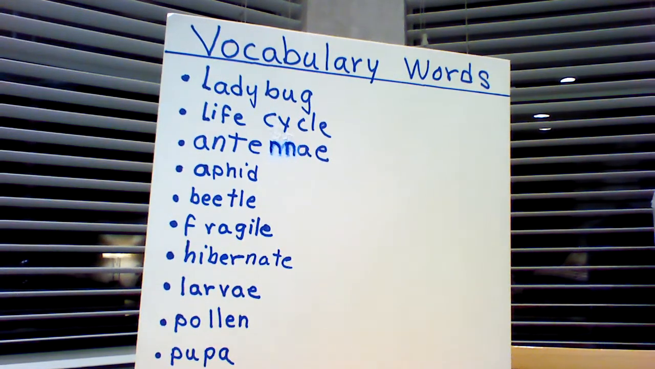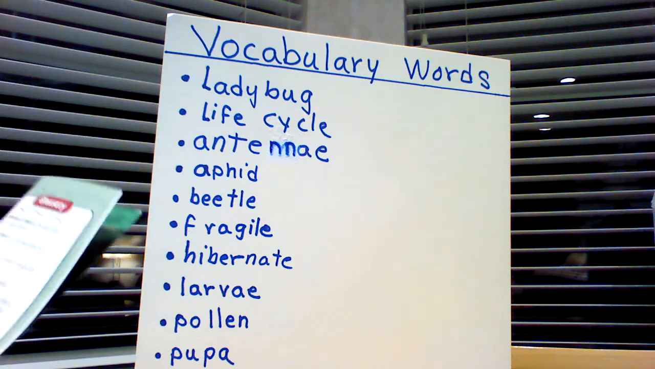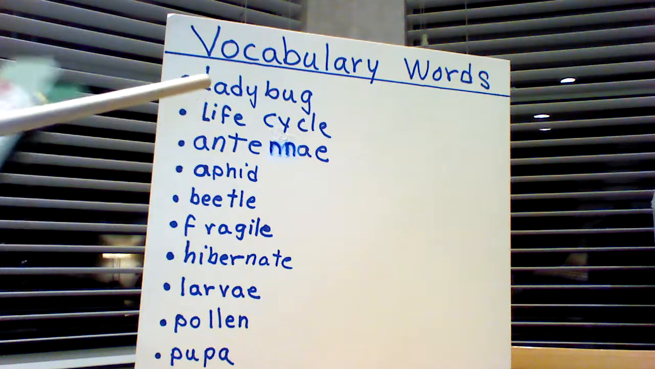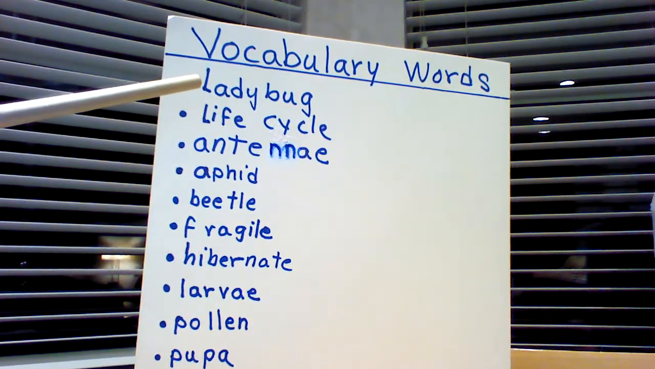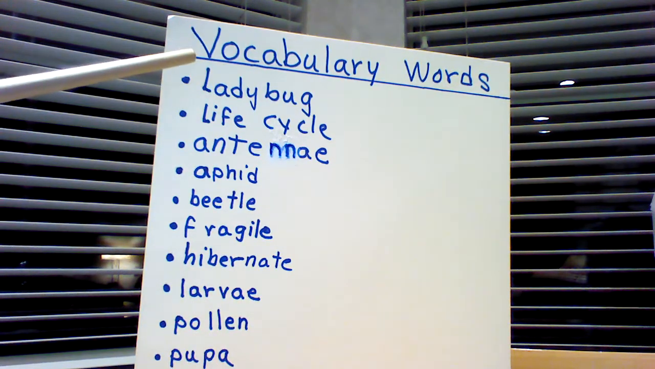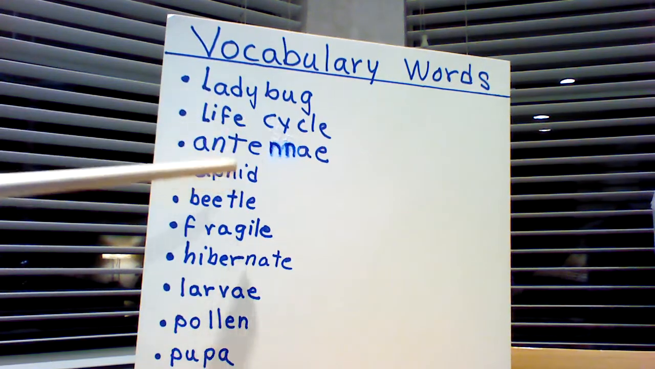We're going to read again, and I'm going to read the meaning of these words, okay? The ladybug life cycle is the life of the ladybug since it is an egg until it is a ladybug. Antennae are the two feelers on top of a bug's head, the antennae.